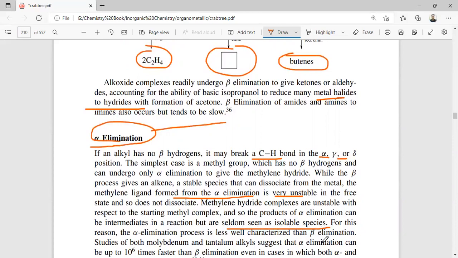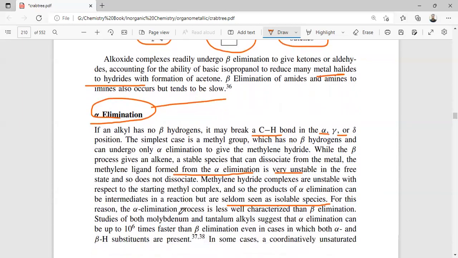That means alpha elimination will occur when there is no beta hydrogen present in the molecule. Upon alpha hydrogen elimination, the methylene species is formed, which is comparatively unstable. It is very hard to isolate this methylene type intermediate. It is only an intermediate for catalytic reactions. For this reason, the alpha elimination process is less well characterized than beta hydrogen elimination.